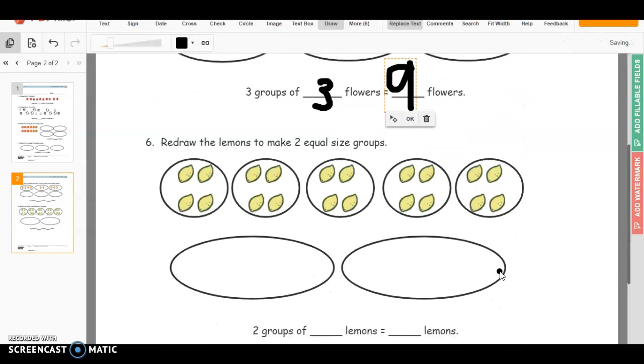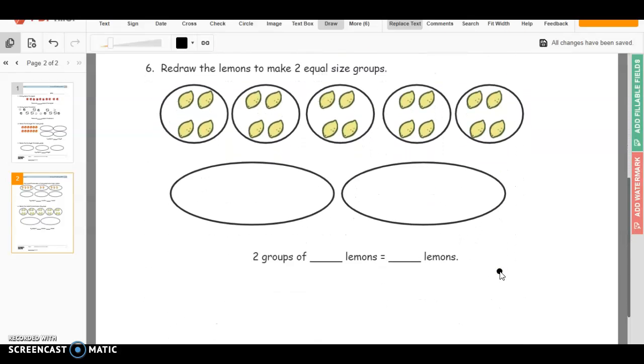We're on to our last question. Give yourself a pat on the back if you've gotten 100 so far. Number 6 says, redraw the lemons to make 2 equal size groups. Now my first step again is to figure out how many lemons I have total. Right now I have 5 groups, and I know that there's 4 lemons in each group.